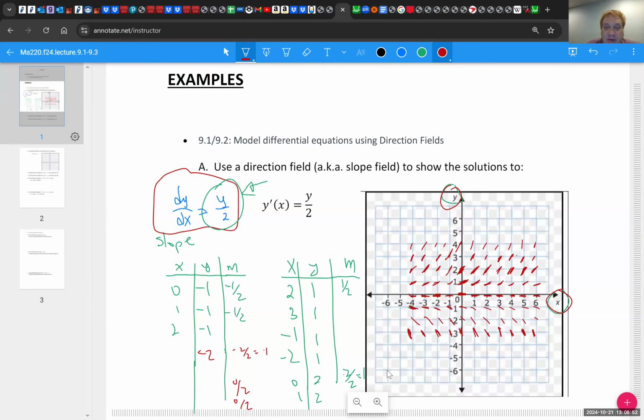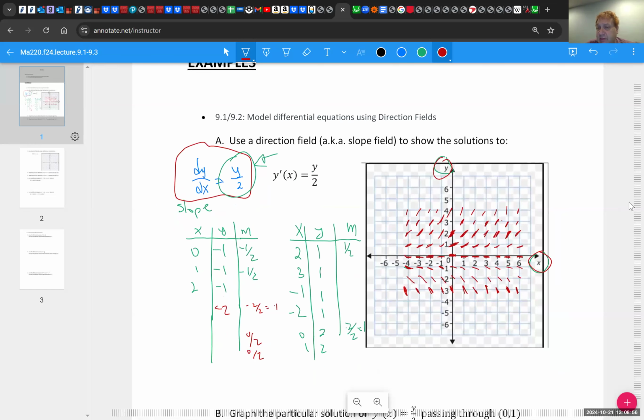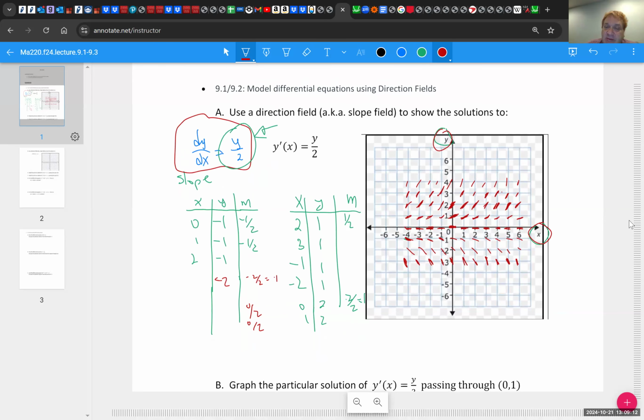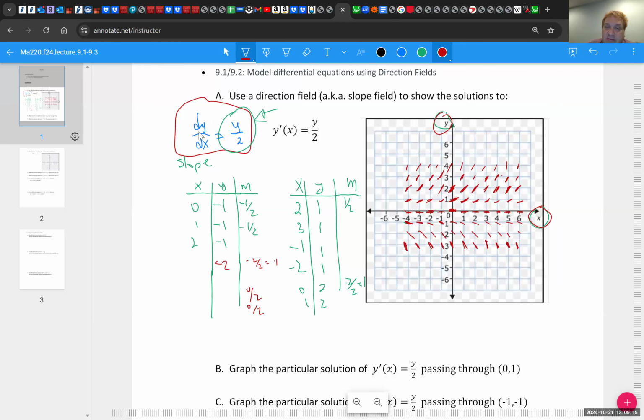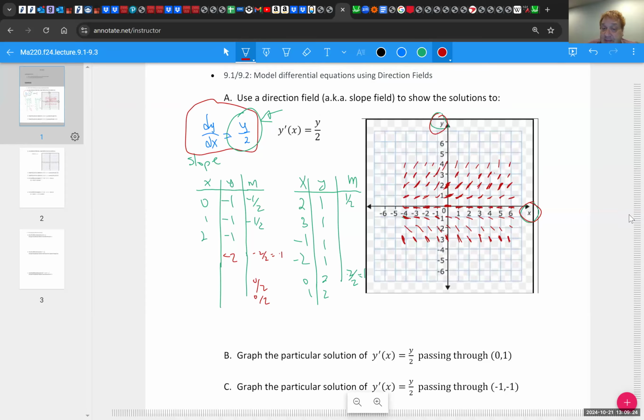All right. So what do we do with this thing? Well, one thing we can do is talk about the solutions to this differential equation. A solution is basically an equation like f of x, or in this case y, that makes it true that dy dx is equal to y over 2. So you may be able to think of some equations where the derivative of that equation is exactly the same as the equation divided by 2.